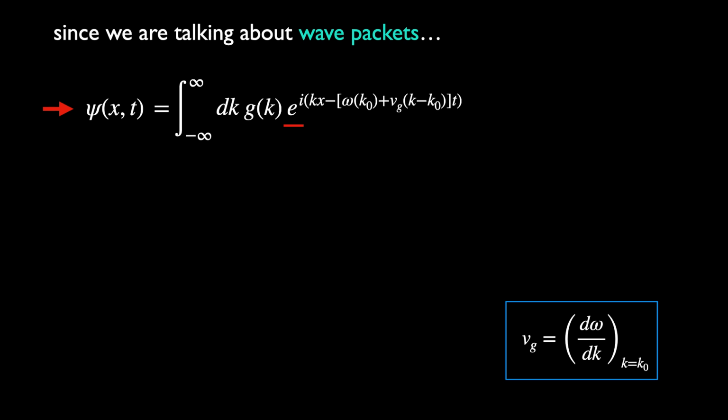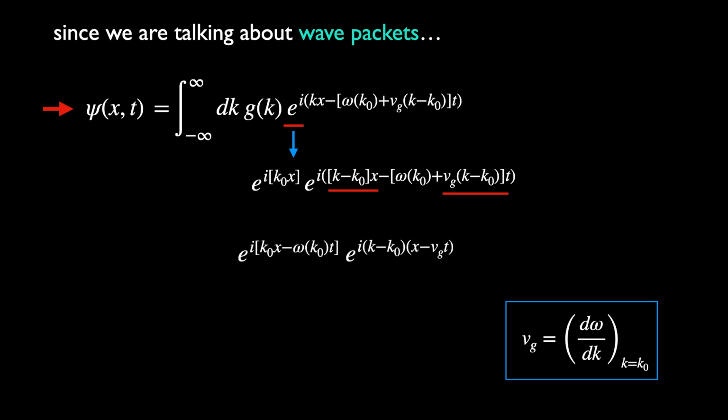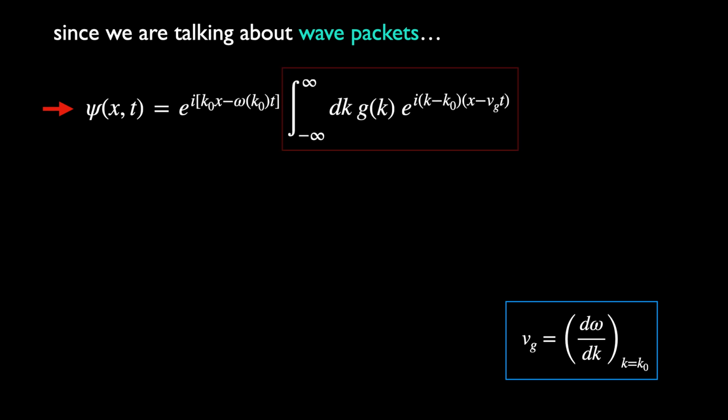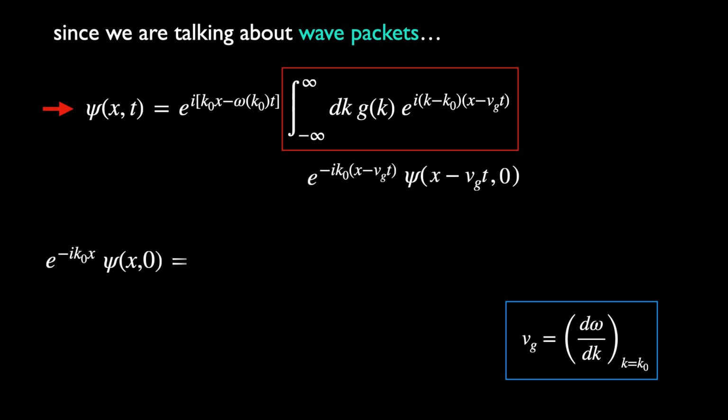Let's split this plane wave into two parts, such that one of them is independent of k and can be brought out of the integral. We want to put all the k dependence as k minus k0, since the function g(k) is centered at this value. Notice that the term in the red box is the wave function at initial time t equals 0, with x minus v_g t in the position argument, except for this extra plane wave in front, but these phase factors will not matter when we calculate probability density.